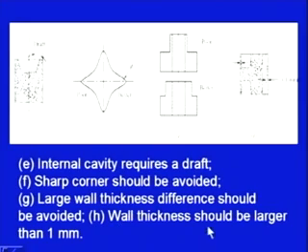Similarly, the wall thickness should be larger than 1 millimeter. So, if we want to make this type of a product, this wall thickness here should always be greater than 1 millimeter. If this is less than 1 millimeter, the product that we get will not be according to our specifications and according to the geometric dimensions that we want to have in our final product. So, all these design guidelines should be taken care of when we design any product which has to be manufactured using the technique of powder metallurgy.